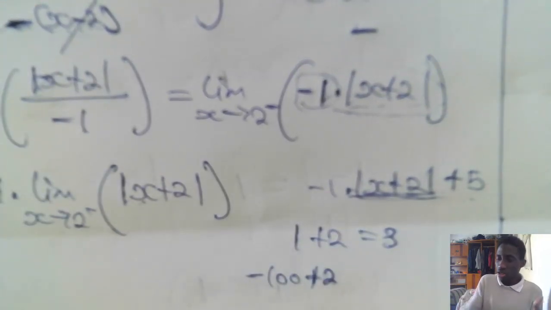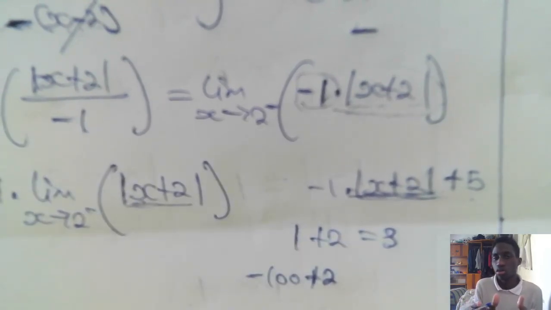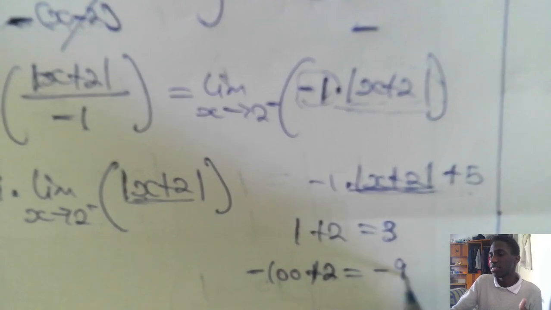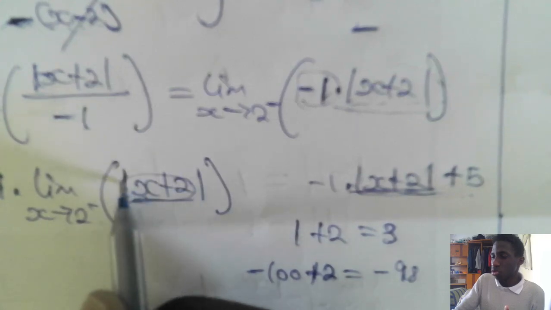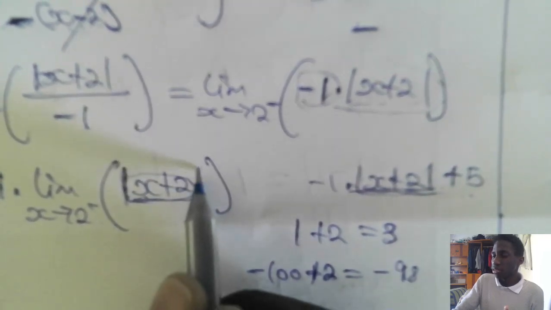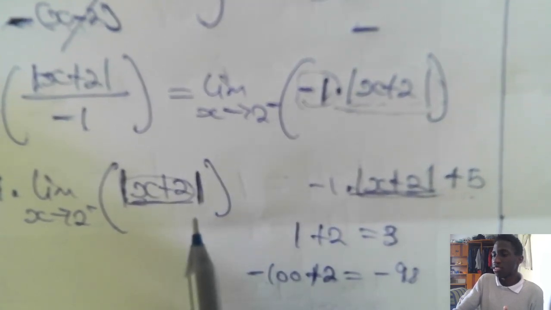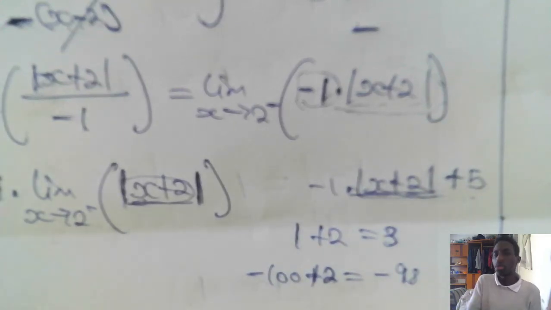our answer for what's inside here is just going to be x plus 2. As in, if it's 1, it's going to be 1 plus 2. Minus 100 plus 2 is minus 98. So this is x plus 2. The absolute value here is going to change this to positive.